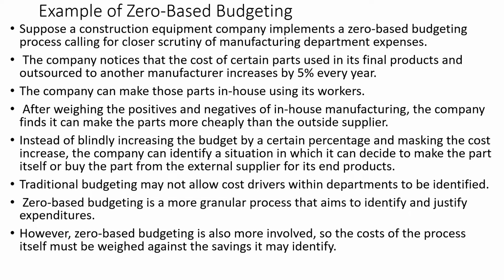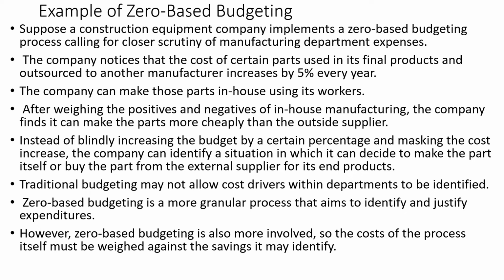Instead of blindly increasing the budget by a certain percentage and masking the cost increase, the company would identify a particular situation where it could decide to make a part itself, or buy the part from some other supplier for its final products. In traditional budgeting, this won't be allowed. There won't be any provision for cost drivers within departments to be identified. Zero based budgeting is a more granular process, in the sense that it aims to identify and justify the expenditure.